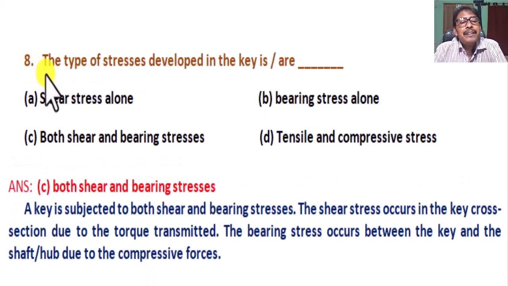Question number 8. The type of stresses developed in the key is or are option A, shear stress alone, option B, bearing stress alone, option C, both shear and bearing stresses, option D, tensile and compressive stress. Correct answer is C, both shear and bearing stresses. A key is subjected to both shear and bearing stresses. The shear stress occurs in the key cross section due to the torque transmitted. The bearing stress occurs between the key and the shaft or hub due to the compressive forces.